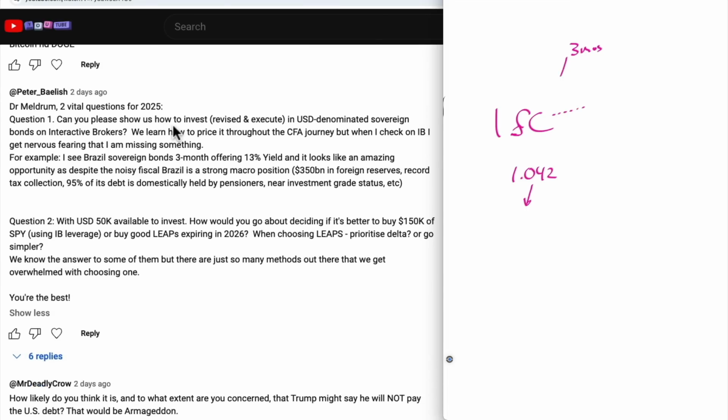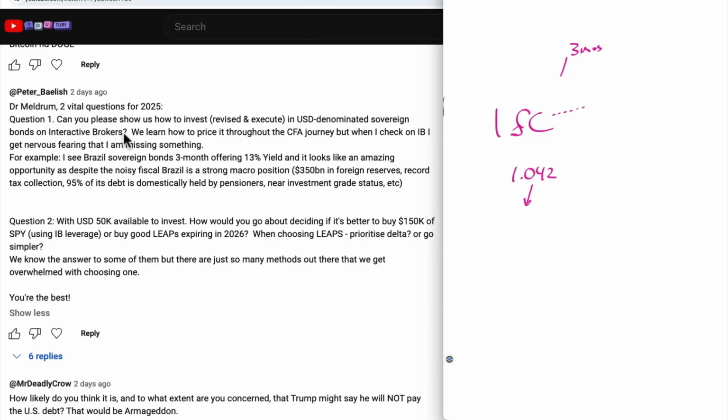Please show us how to invest in U.S. denominated sovereign bonds on Interactive Brokers. I don't have IB open, but there are icons across the top of the main screen. You just click on Treasuries and the window pops open.